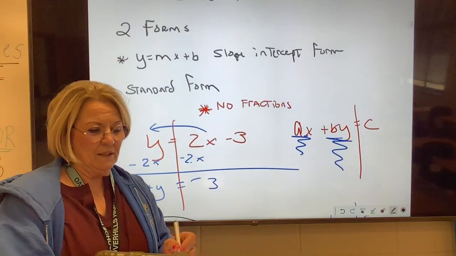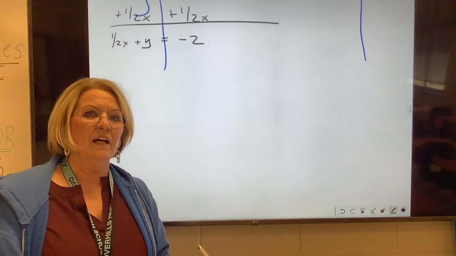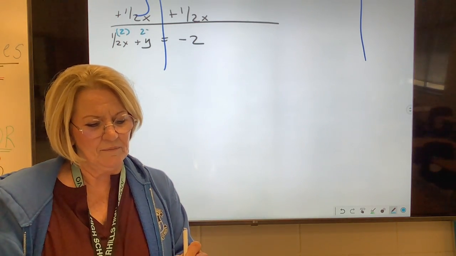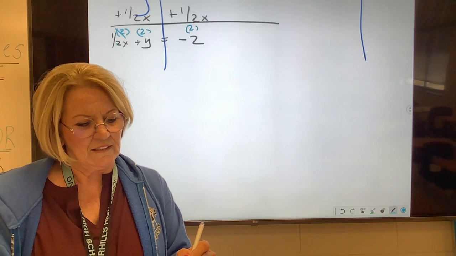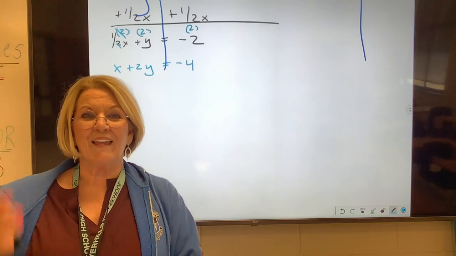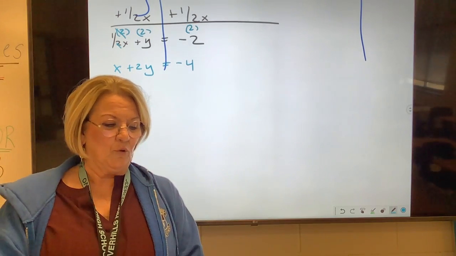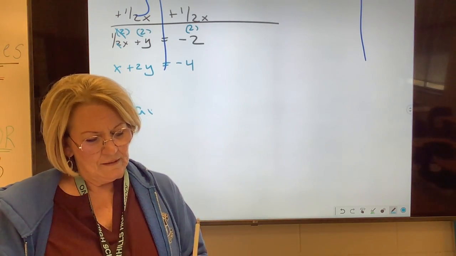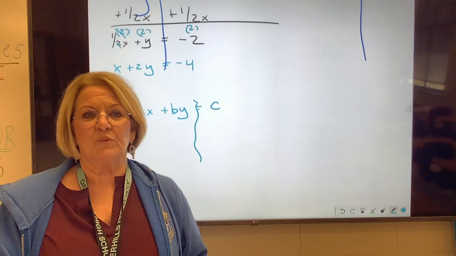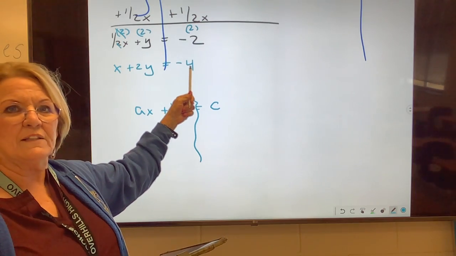Well, remember going back up, no fractions. So I have to go back, and before I'm done, I have to clear the fractions. I clear the fractions by multiplying everything by the common denominator. Those cancel out, giving me x plus 2y equals negative 4. And that is standard form. So that is how you're going to move things over into standard form. You want your x's and your y's to be on the left side of the equal sign. X's and y's on the left side, your number that doesn't have the variable on the right.